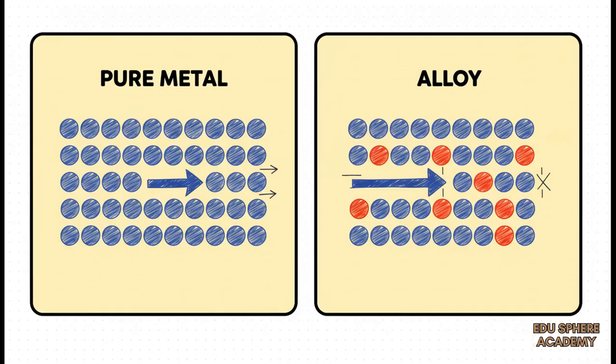But now, what happens if we make an alloy? An alloy is just a mix of metals. So now we're throwing atoms of a different size into that perfect, neat structure. Imagine you have a box of perfectly stacked marbles. Now throw a few big rocks in there. The layers are all messed up. They can't slide around anymore. They get stuck. And that's exactly why alloys like steel are so much harder than pure metals like iron.